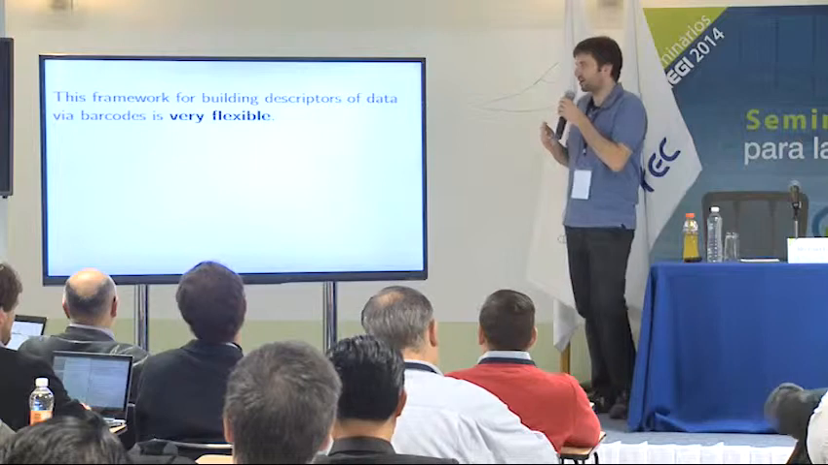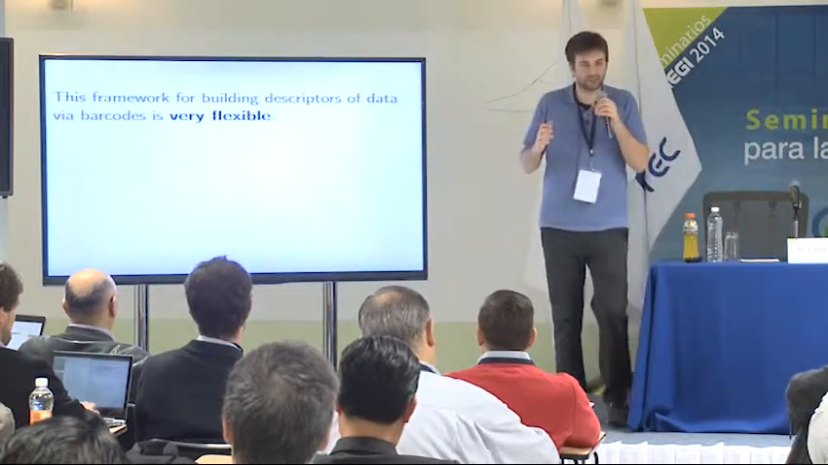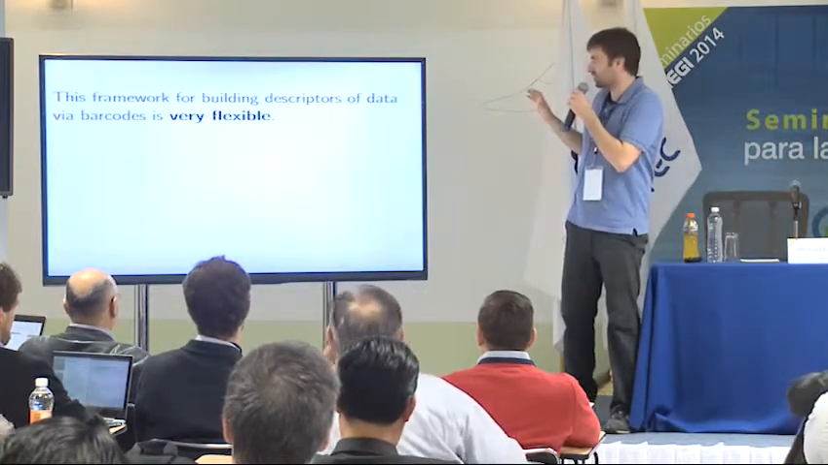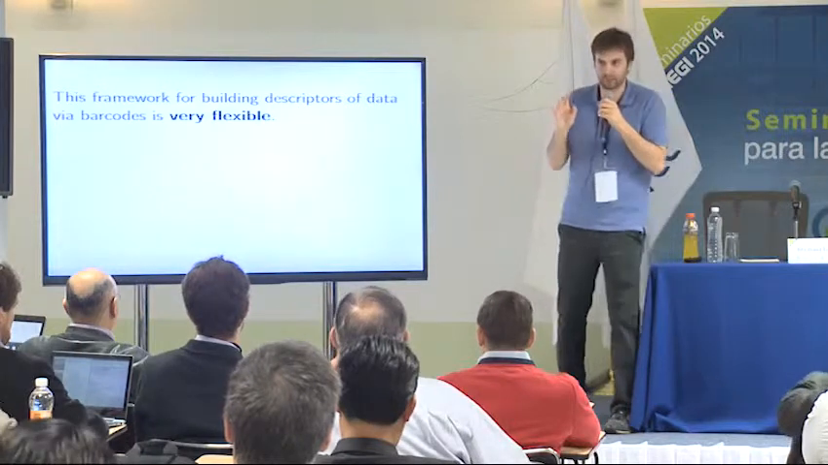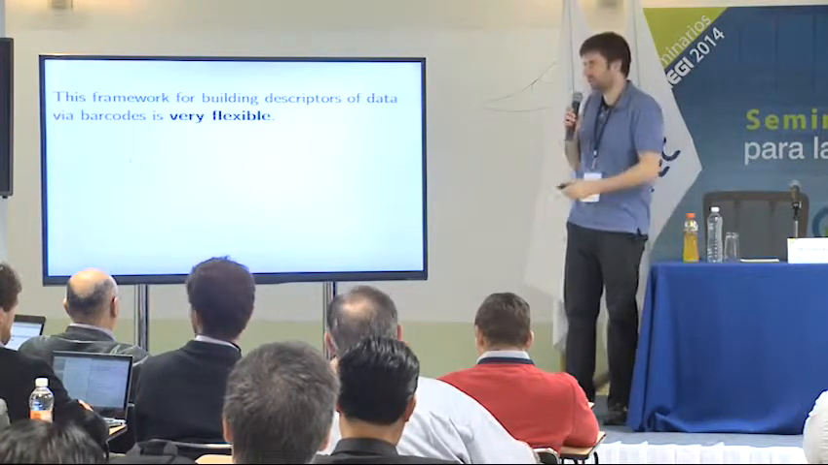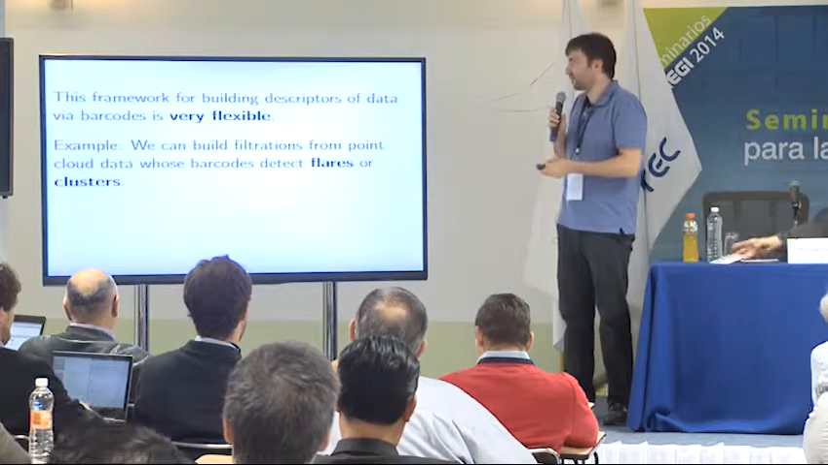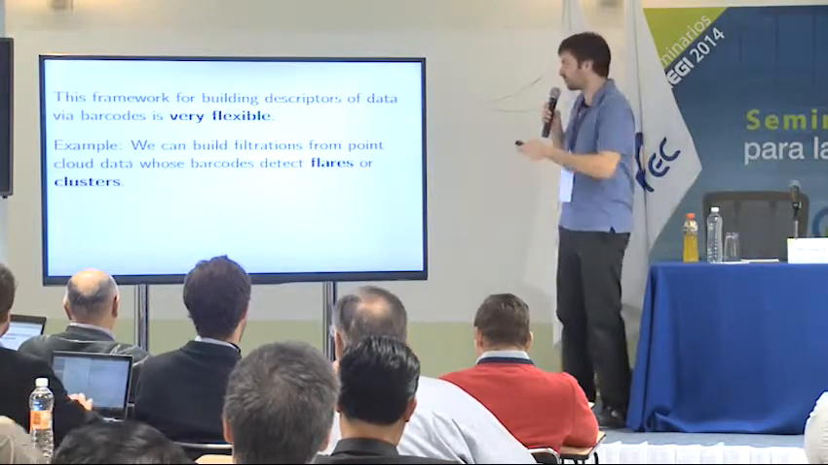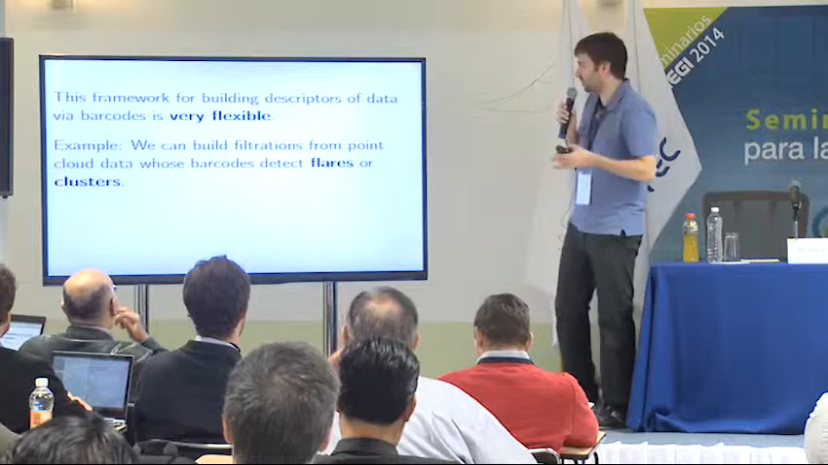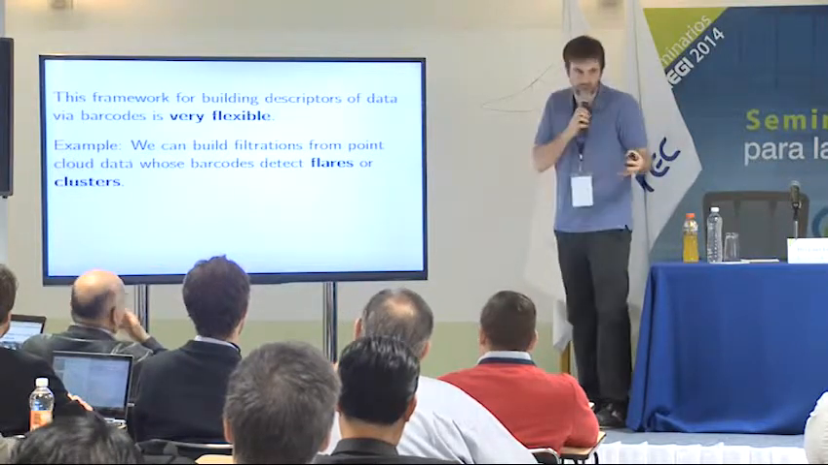The second remark is that I really want to emphasize this. This framework for building descriptors of data via barcodes is a flexible one, and I think this is another big part of the appeal. I showed you one instance of this persistent homology pipeline, but this pipeline works in other settings. For example, we can build filtrations from point cloud data whose barcodes detect clusters.